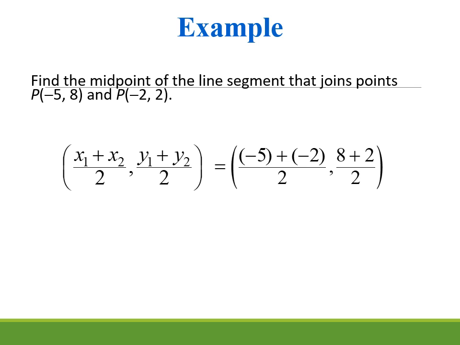If you notice that -5 and 8 are in the front, -2 and 2 are the second numbers. I'm going to clean it up. So -5 plus -2 is -7, 8 plus 2 is 10, and I can keep simplifying. 10 divided by 2 is 5, and if I want to write it as a decimal, I can write -3.5, 5, and that is the midpoint.